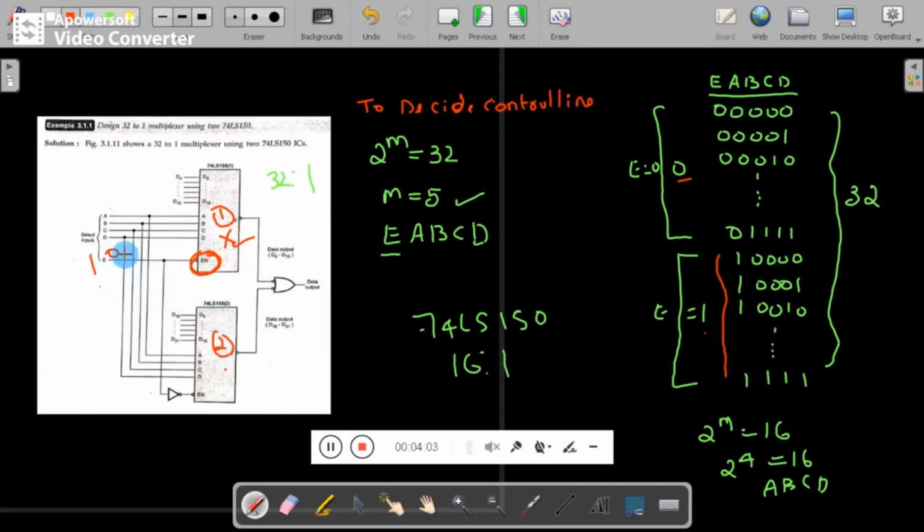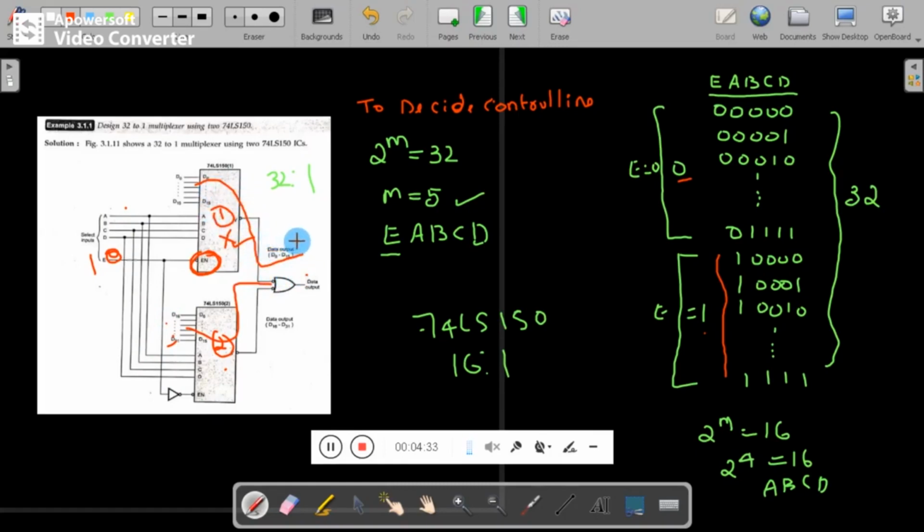That means when E is 0, first IC will work, and depending on the combination of ABCD, one of the input is moved to the output. When E is 1, depending on the combination of ABCD, one of the inputs from D16 to D31 is moved to the output. At any time, one of the input is moved from the input to the output.